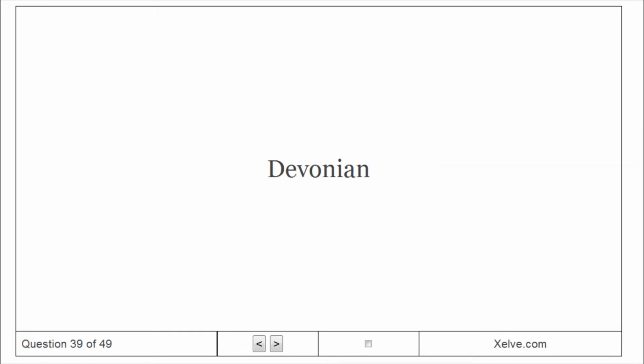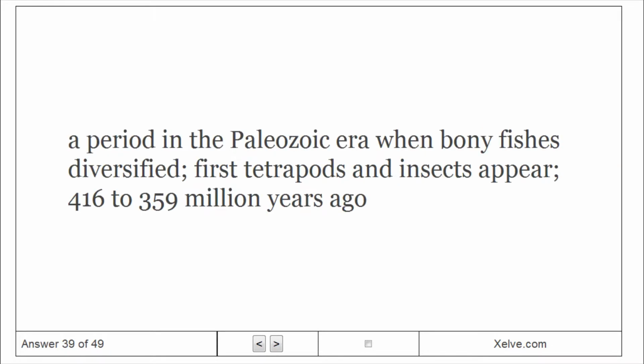Devonian. A period in the Paleozoic era when bony fishes diversified, first tetrapods and insects appear, 416 to 359 million years ago.